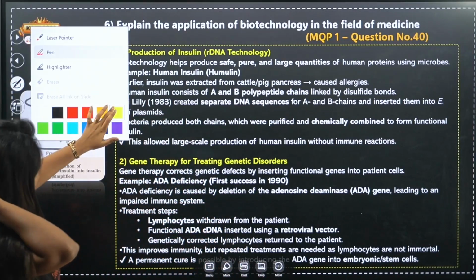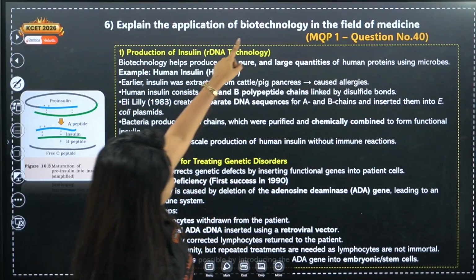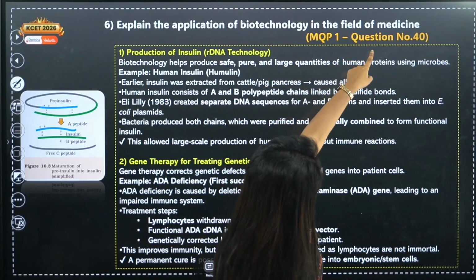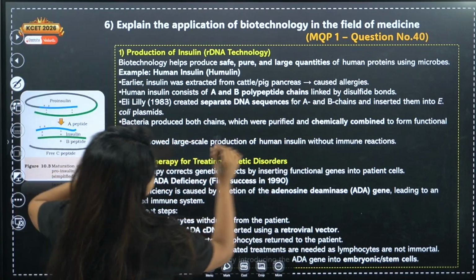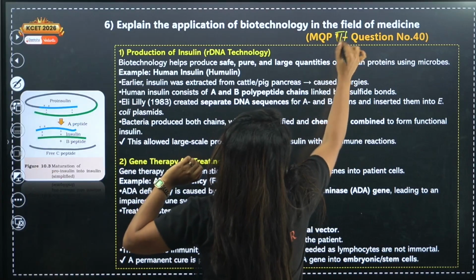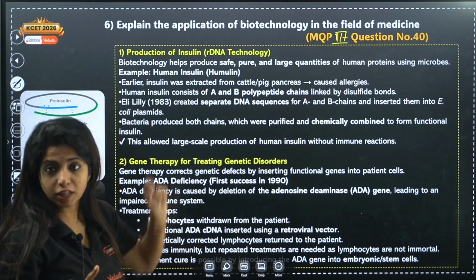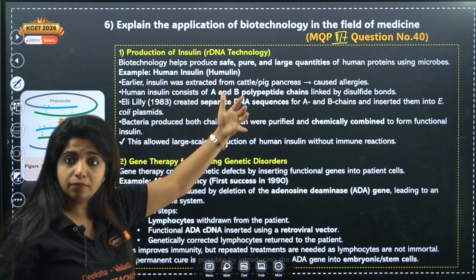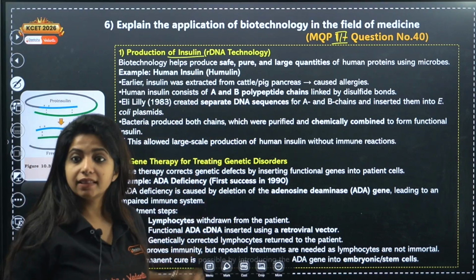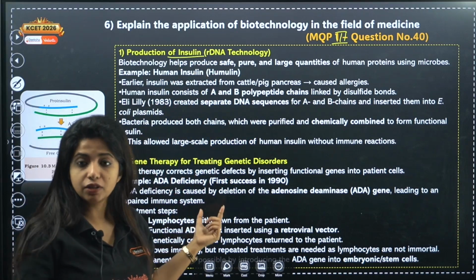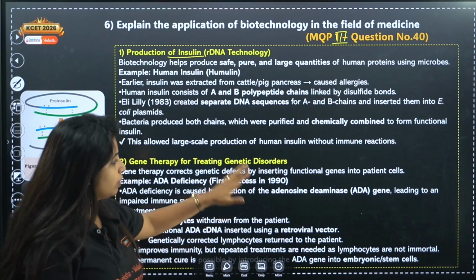So there is a question: explain the application of biotechnology in the field of medicine. This is model question paper 3, question number 40. One is the development of insulin, and the other one is the gene therapy that we just discussed, ADA deficiency. We will talk about that as well.